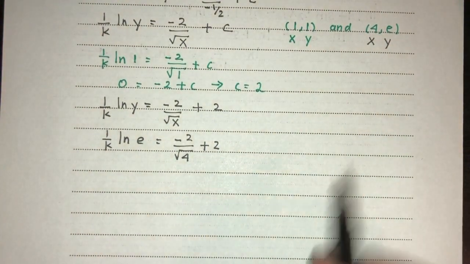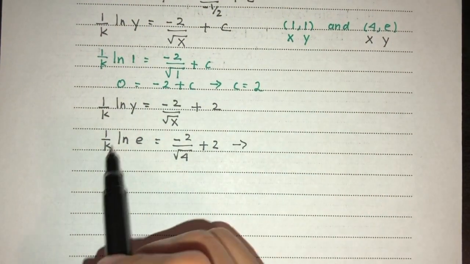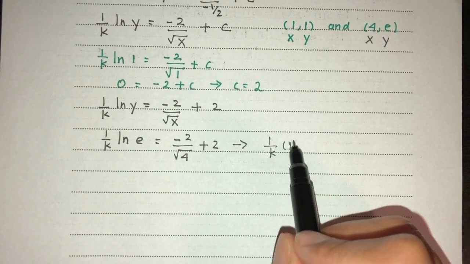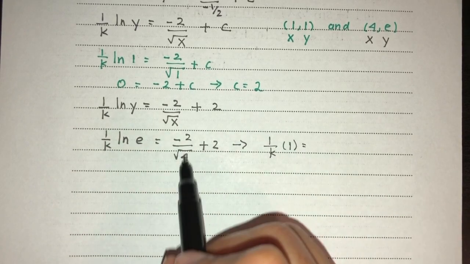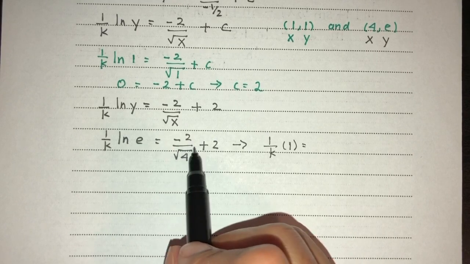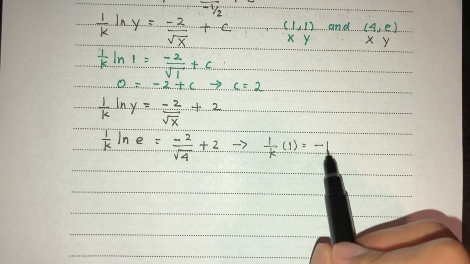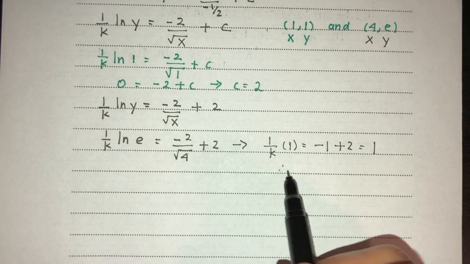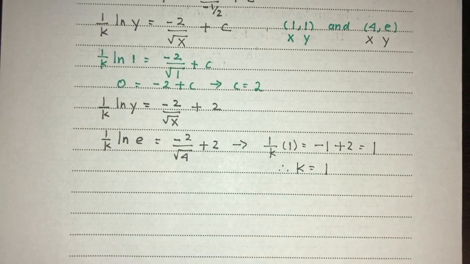That should give you what? Let's see. That should be 1 over k. ln e is just 1, is equal to, this should be minus 2, that should be 2, that should be minus 1 plus 2, that should be 1. So k is equal to 1.